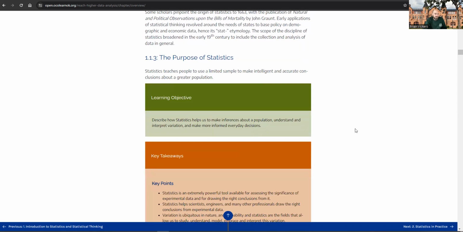So what's the purpose of statistics? Well, we can make any kind of inferences, understand things better, make informed decisions is the biggest part of that. Whether that is in our personal lives or whether that's in playing of a board game or whether that's in making a decision for your business.